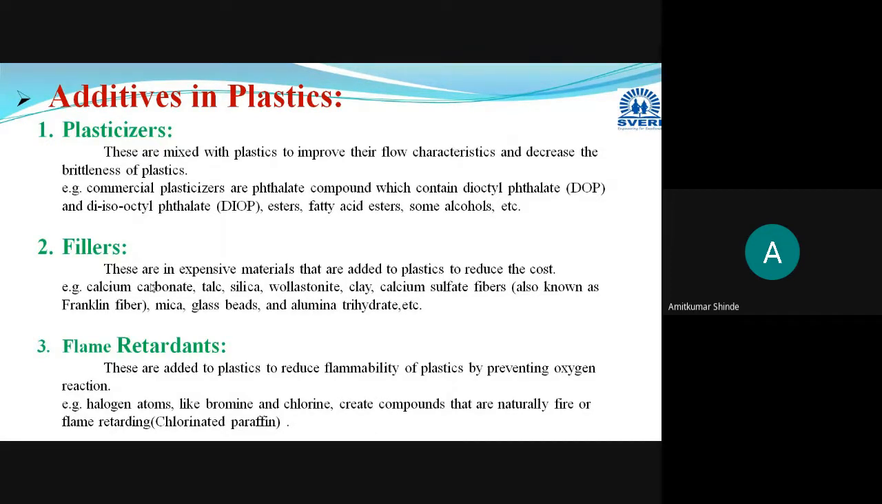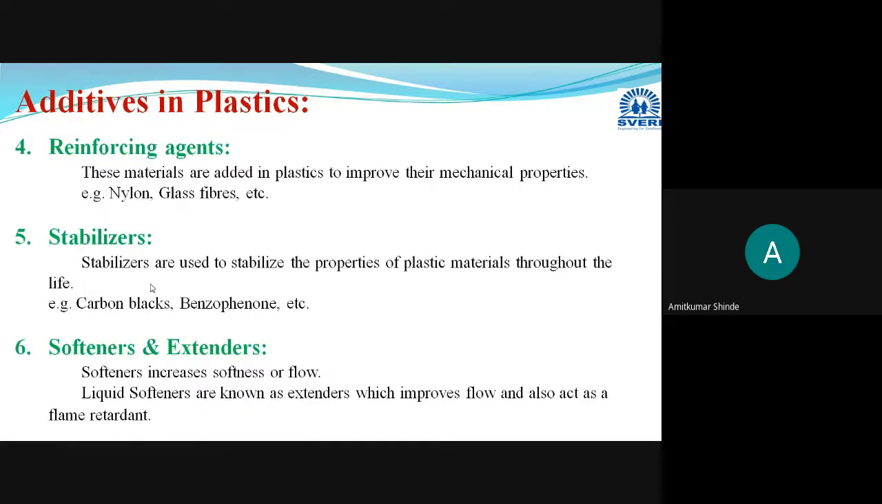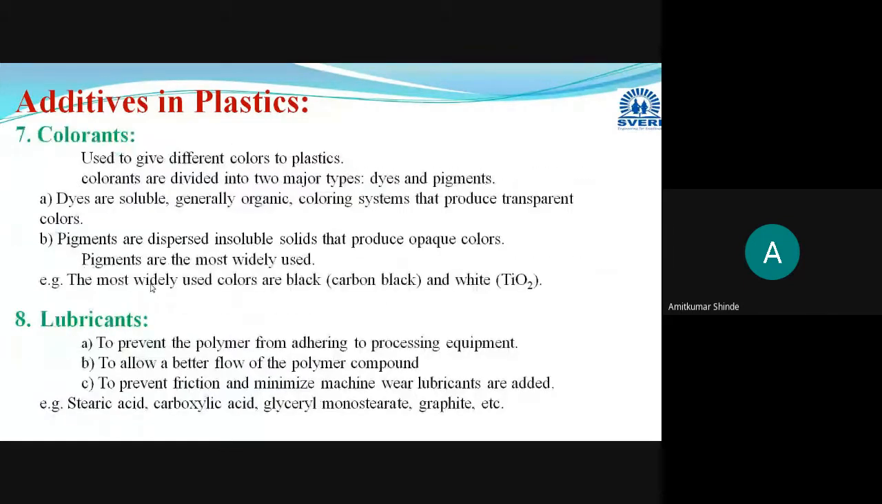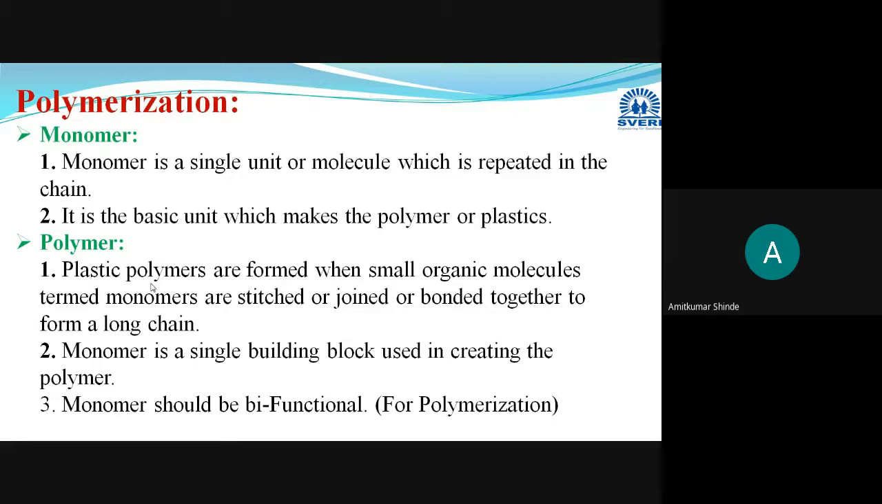In that we learned the function of plasticizers, fillers, flame retardants, reinforcing agents, stabilizers, softeners, extenders, then colorants and lubricants, along with their examples. And we learned the meaning of the monomer and the meaning of the polymer. In the next session we will discuss the polymerization process along with its brief classification and a few examples.